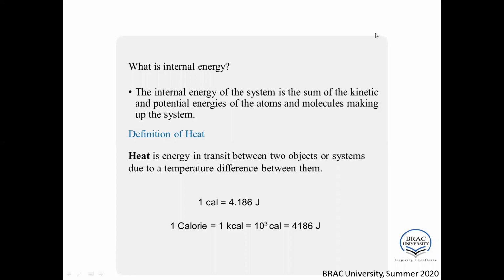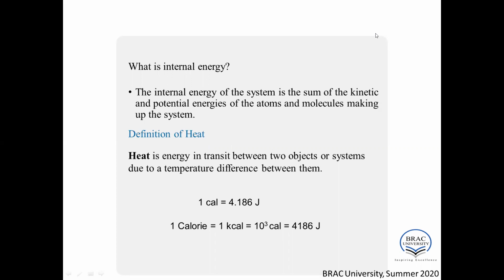Let's talk about heat and temperature. Before going to the definition of heat, we have to know about internal energy. So, what is internal energy? The internal energy of the system is the sum of the kinetic and potential energies of the atoms and molecules making up the system.